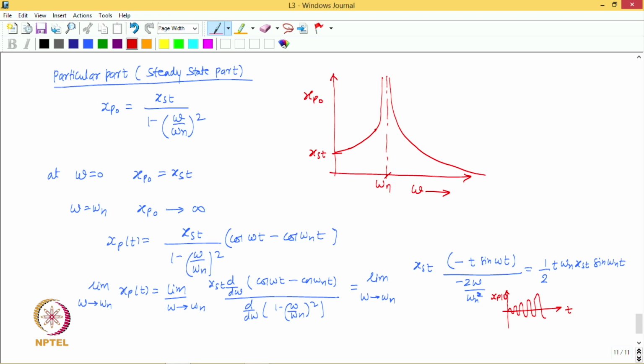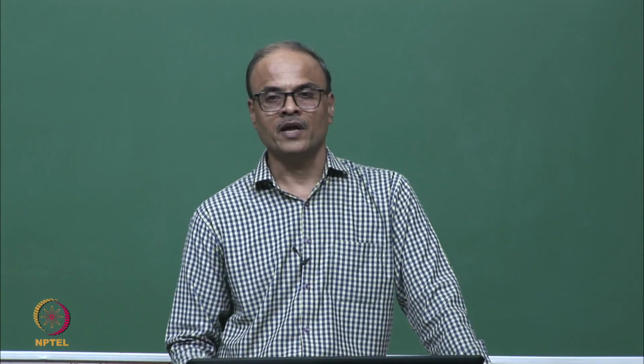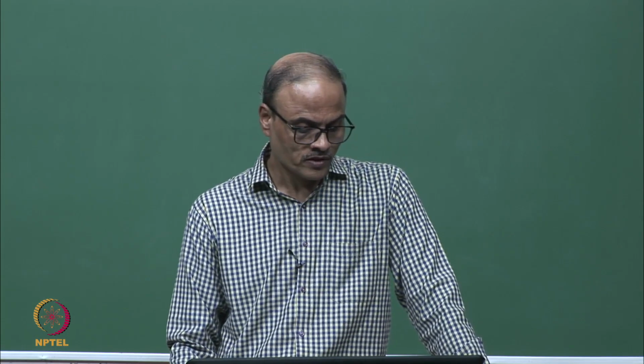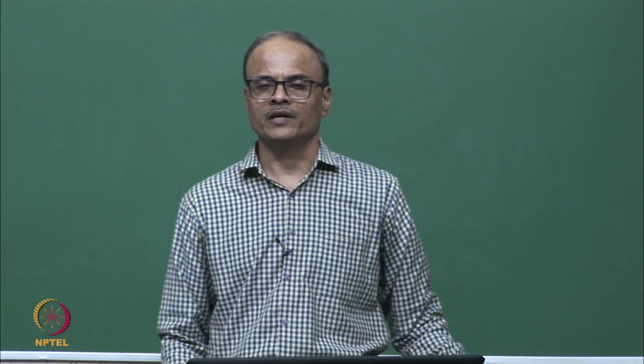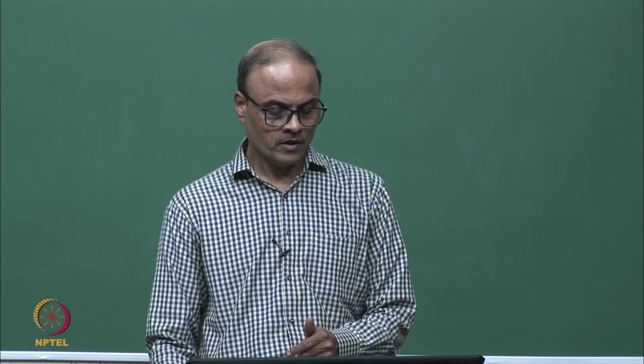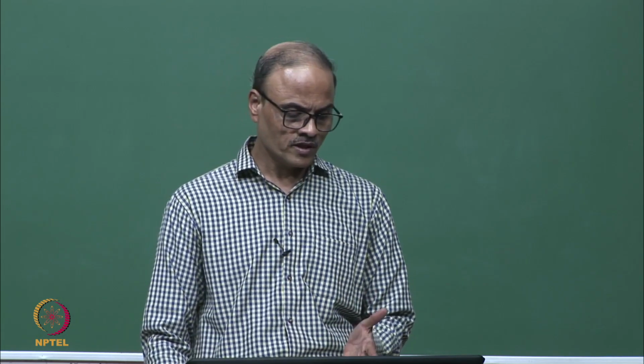So this is nothing but referred to as the resonance condition. This condition, omega becoming equal to omega n, is referred to as the resonance condition, where the frequency of the forcing function is equal to the natural frequency of the system. At resonance, this undamped system says that the amplitude becomes infinity. But obviously, in practice there will be some amount of damping, and that damping would limit the maximum amplitude that can be reached at resonance. Still, it says that at resonance the amplitude can be very high, and that is why resonances need to be avoided.